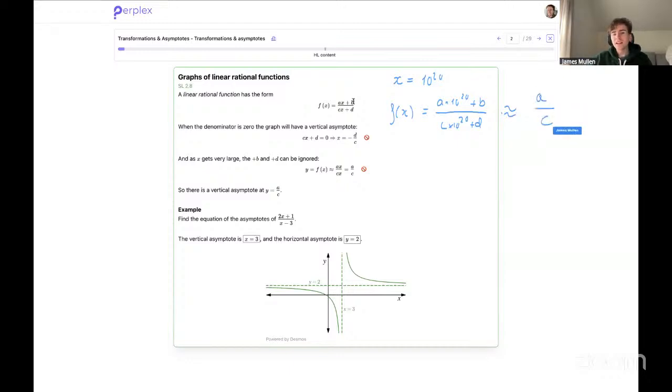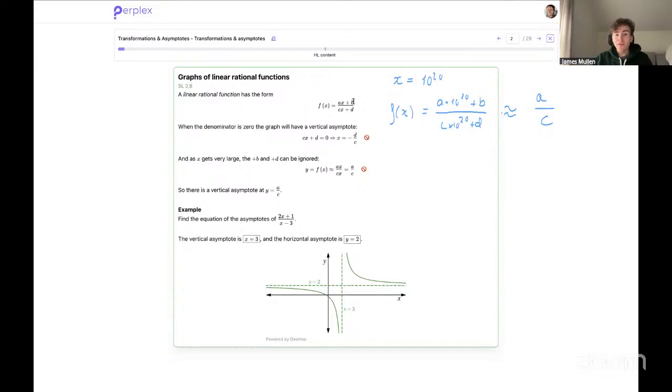Okay, so as x gets large, the b and the d become less important, and I get closer and closer to a over c. But again, I'm never going to equal a over c because the b and the d are not actually zero. It's just that they become less and less significant and basically insignificant for large x.